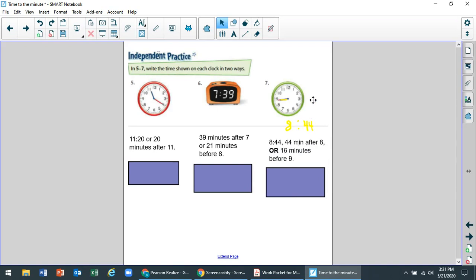Now let's practice going backwards. So we're going to start here and count backwards till we get to where that minute hand is sitting. Count by 5s. 5, 10, 15, and then we have one more, which would be our 16 minutes before it reaches the 9 o'clock hour.